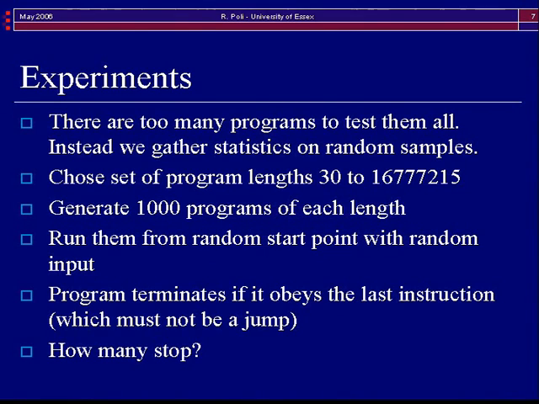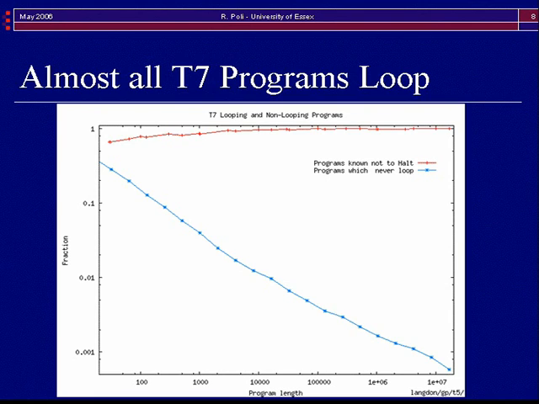That's plotted on the next slide, and the first line, at the top there in red, is the fraction of programs which do not terminate, so they just run forever or until we get bored. You can see that starts off at about 60% and grows almost to 100% as programs get bigger. The blue line shows the fraction of programs which never loop, and you can see that starts off in a region of about 30% and falls away towards 0.